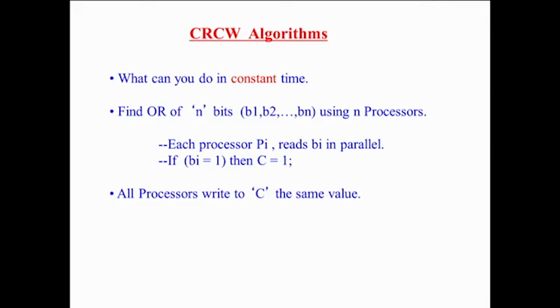Okay. Now let us do the last part, the next 5 to 10 minutes, which is indeed a bit more complex. So I can do the OR of n bits in constant time, I can do the AND of n bits in constant time, and all the processors that write into that common location write the same value. So it is very clearly suited for the CRCW PRAM model.